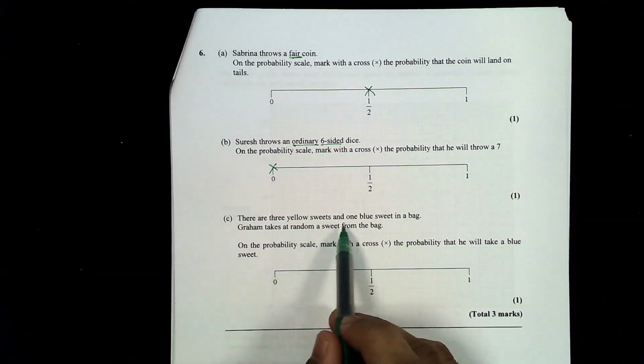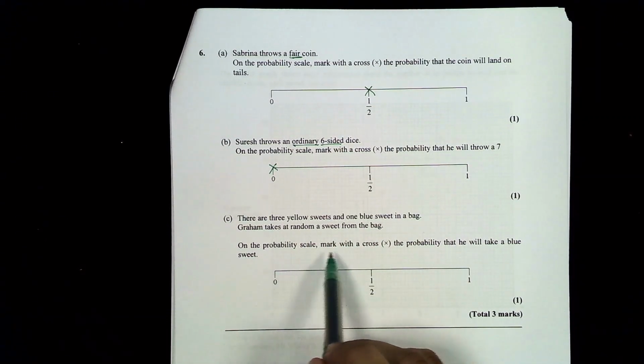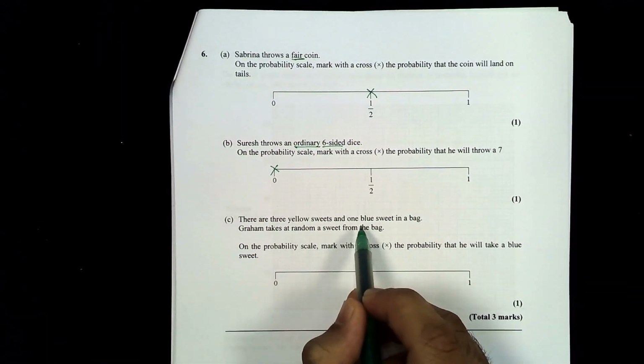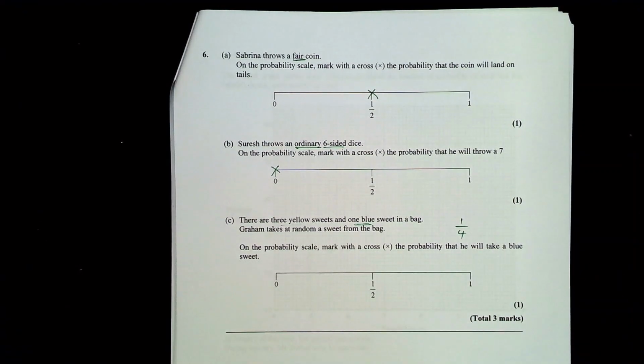There are 3 yellow sweets and 1 blue sweet in a bag. Graham takes a random sweet from the bag. On the probability scale, mark with a cross the chance he'll take a blue sweet. Well, if there is only 1 blue and there are 3 yellow, then he has a 1 out of 4 chance. I hope you can all see that. Blue out of the total is 1 out of 4.